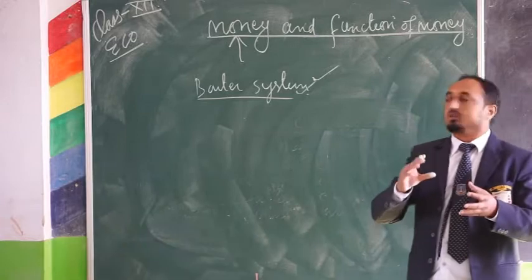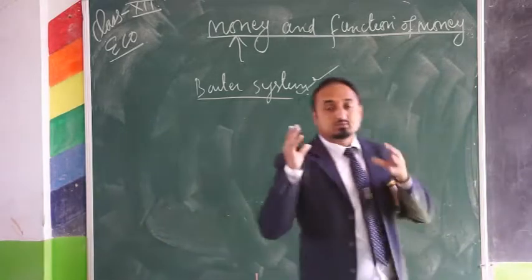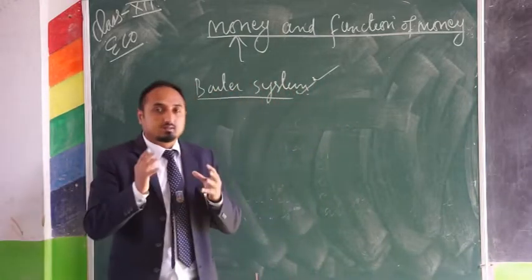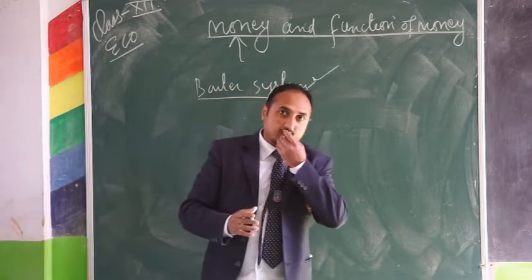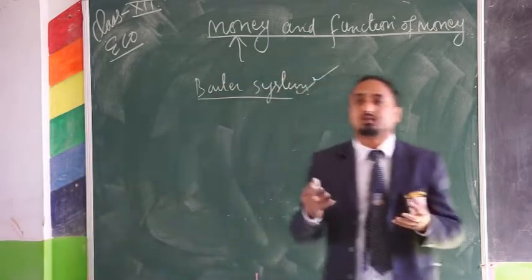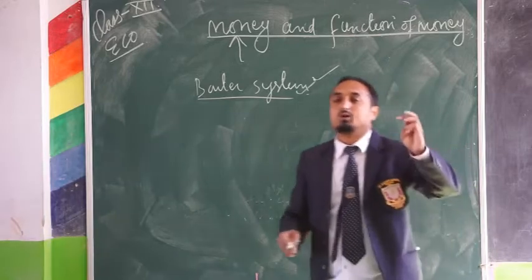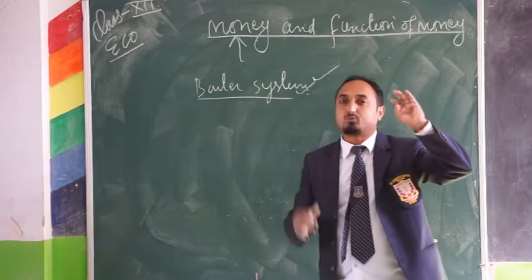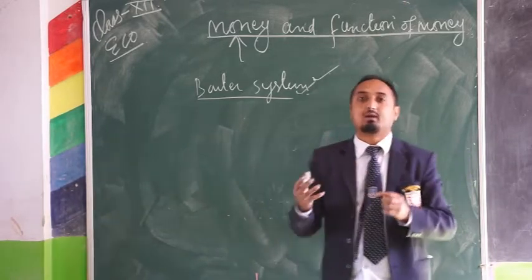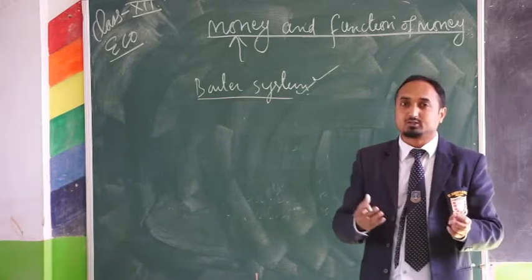It was not working smoothly. The system was not working properly. Many drawbacks and shortcomings were there in the barter system. Number one was the lack of double coincidence of wants. Another was lack of future payment. Future payment was not possible.